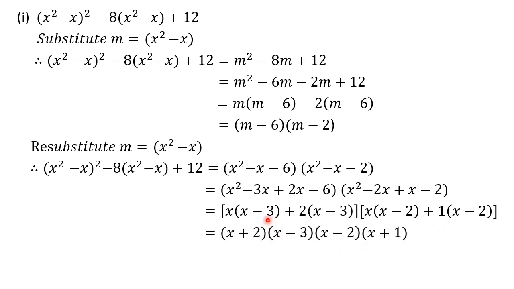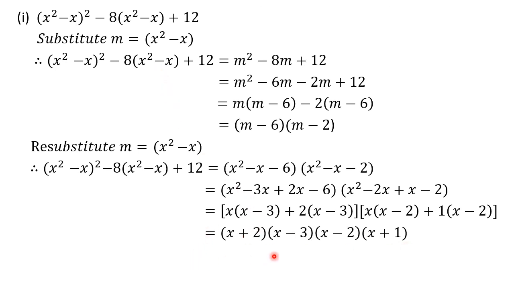See, this x plus 2 in one bracket, x minus 3 in another bracket. Similarly this x minus 2 in one bracket and x plus 1 in the second bracket. So in this way we got 4 factors for this particular polynomial. What we can observe is the degree of the polynomial and the number of factors are the same. See here, when we square it, we will get the degree as 4. So here we got 4 factors.